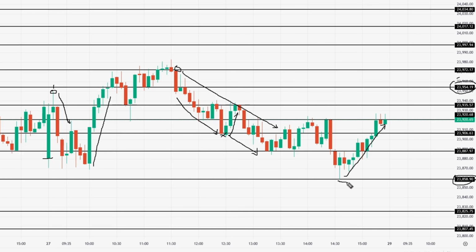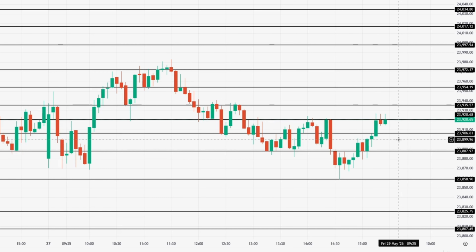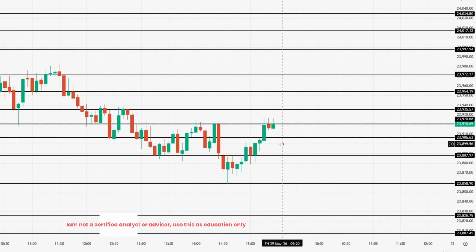Exactly at around 2:30, we can see there was a reversal and there was the uptrend. Market closed somewhere near 23.9. Now let us see what are the important levels for Friday, which is on May 29, 2026. I will delete all the drawings, then move the chart.